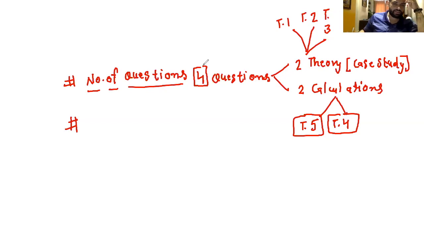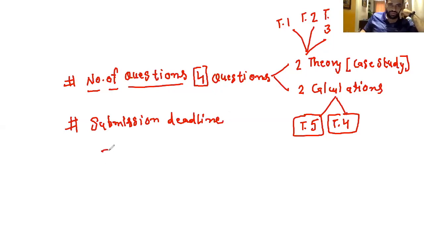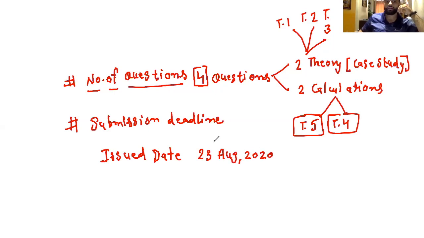No questions? Okay. Let's move on to the submission deadline. For example, I will issue the assignment. The issue date is 23rd of August. All right, this is the issue date. For example, I will try to send it to you before this, but let's assume your issue date is the 23rd. Your assignment will appear on e-learning on 23rd of August 2020.